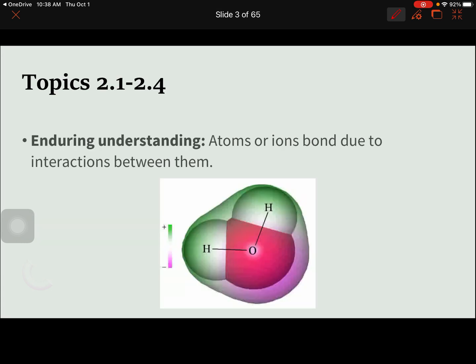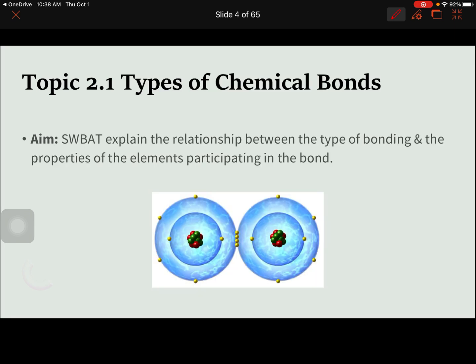The first four objectives or the first four topics of this unit are kind of linked together. I'm just going to go over the first one with you, but the overarching understanding that you need to have for the first four sections is that atoms or ions bond due to interactions between them, pretty basic. The first objective here is types of chemical bonds. So again, a lot of this is going to be a review of Regents chemistry.